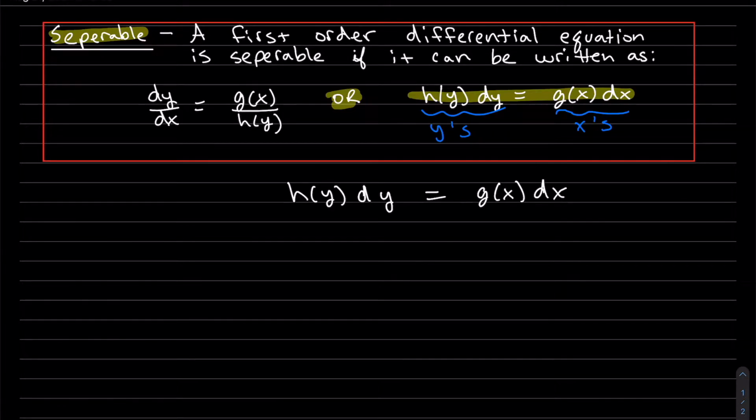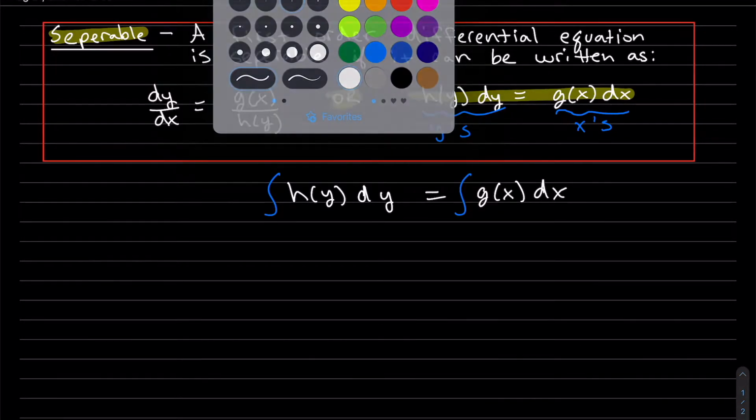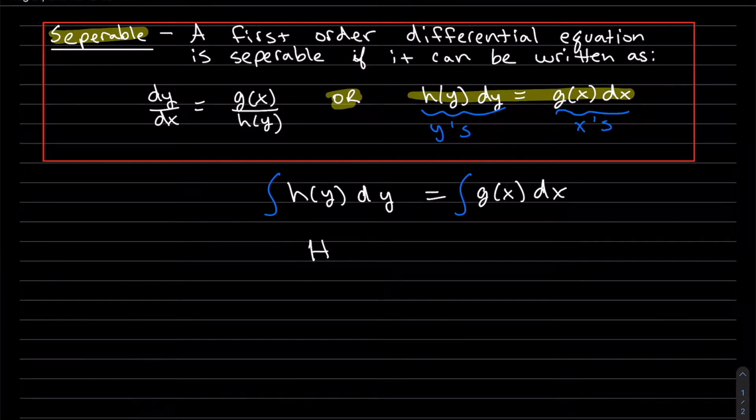So if we do separate all the y's on one side and x's on the other, all we have to do to solve this equation is integrate both sides. You see we already have our differential. And then what we get is capital H of y equals capital G of x. And instead of putting a plus c1 over here and a plus c2 over here, we'll just combine them and say plus c. First order, we only have one constant.